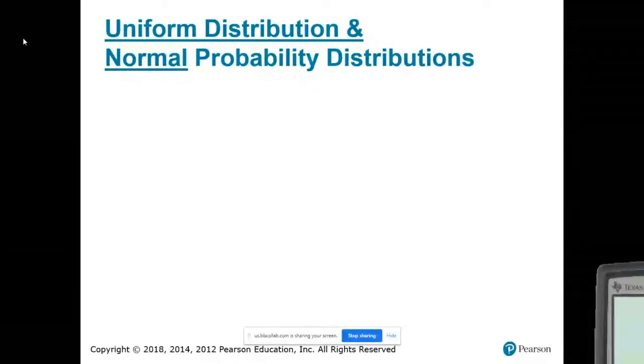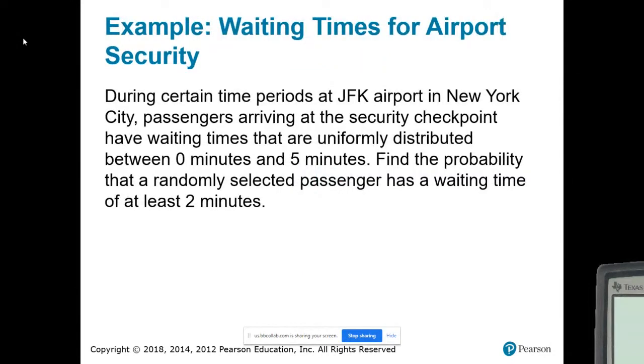All right, so let's take a look at the example. It reads, during certain time periods at JFK Airport in New York City, passengers arriving at the security checkpoint have waiting times that are uniformly distributed. Even though you kind of see the time interval thing going on with wait times, it tells us that it's uniformly distributed, so that would supersede any notions that this is a Poisson, and it doesn't fit all of the properties to model it by Poisson. It tells us that it's uniformly distributed between 0 and 5 minutes, and we're going to find the probability that a randomly selected passenger has a waiting time of at least 2 minutes.